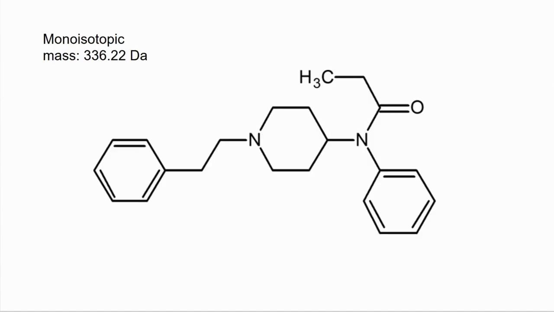So for today's tutorial, I want to look at an easily ionized compound. We're going to look at the structure, monoisotopic mass, ionization, functional groups, the pH-dependent microspecies, and the fragments. So here we have a structure with a monoisotopic mass of 336.22 Daltons. And we have an amine functional group and an amide functional group.